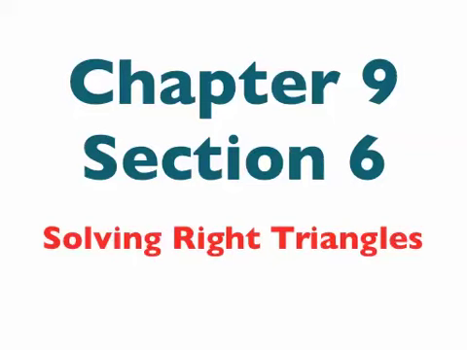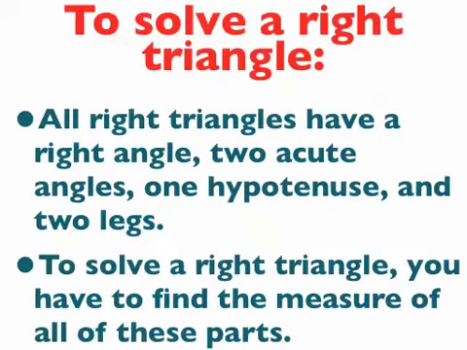Chapter 9, Section 6, Solving Right Triangles. To solve a right triangle, remember that all right triangles are going to have a right angle, two acute angles, one hypotenuse, and two legs. To solve a right triangle, you have to find the measure of all of these parts.